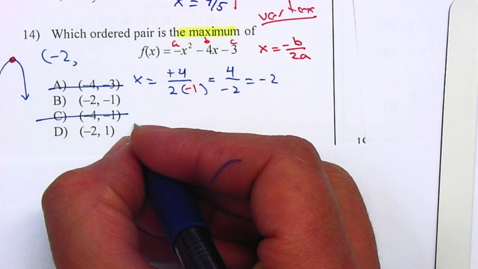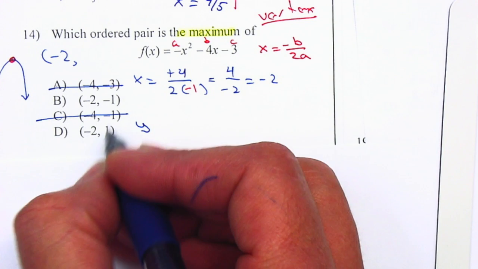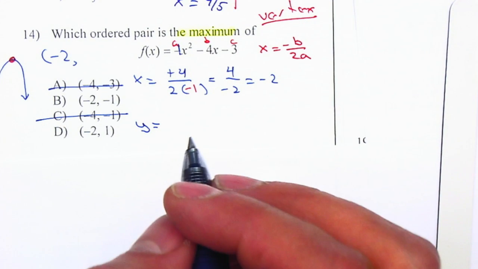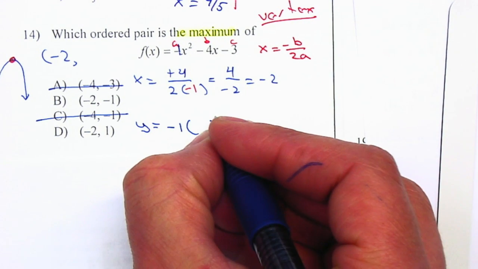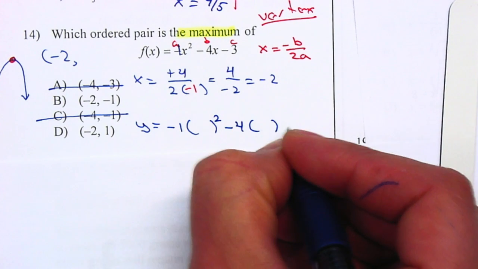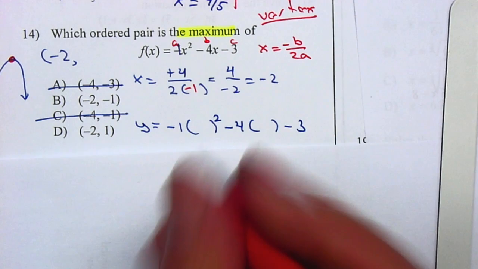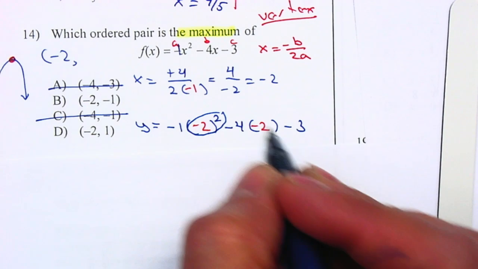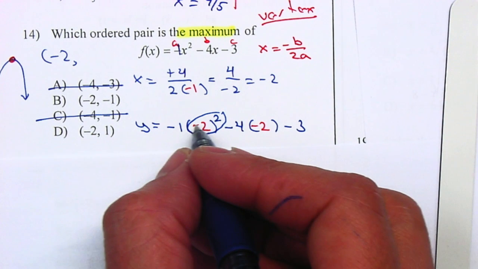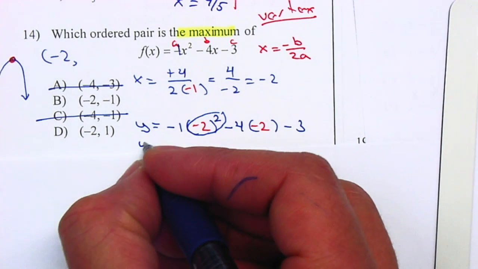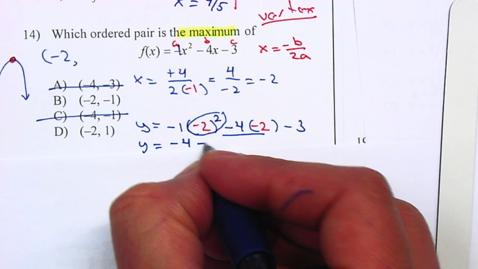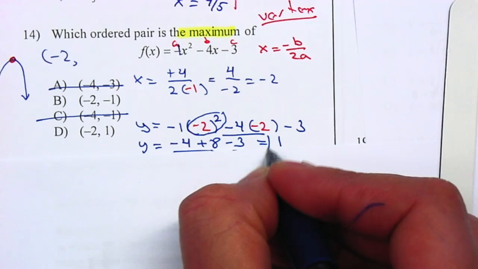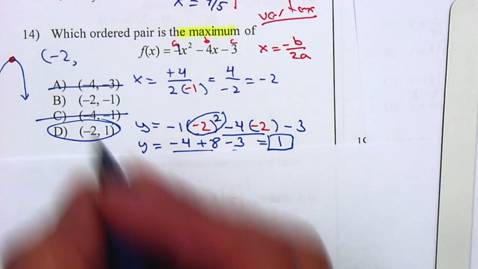Now, I need to find the y value. To find the y value, I'm going to plug it in. Remember, there's an invisible 1 in here. So it'll be negative 1 multiplied by x squared minus 4 times x minus 3. I'm going to plug in a negative 2. I'm going to square negative 2. Negative 2 times negative 2 is positive 4, times negative 1 is negative 4. Multiply this out, plus 8 minus 3. That will give us 4 minus 3, which is equal to positive 1. So your answer is letter D.